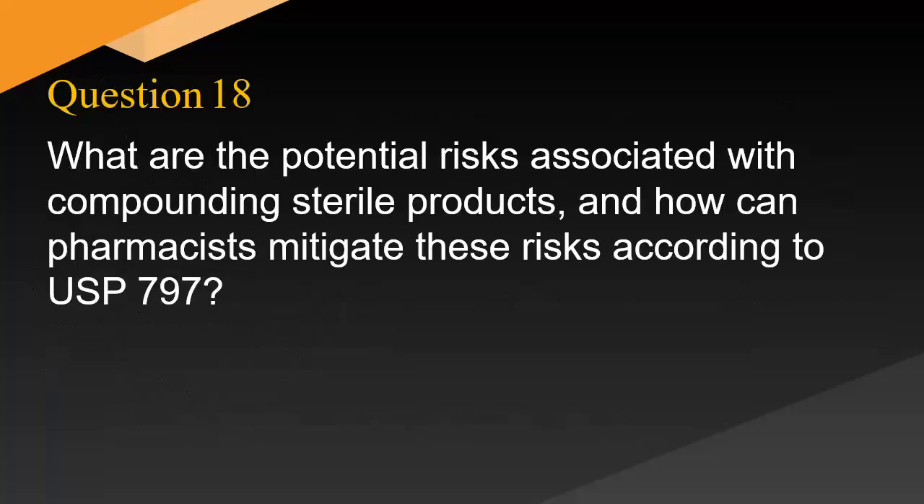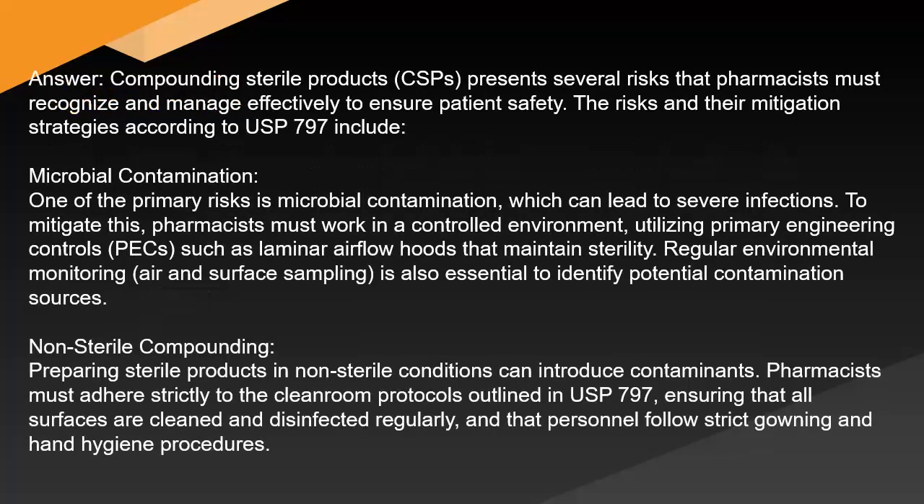What are the potential risks associated with compounding sterile products, and how can pharmacists mitigate these risks according to USP 797? Answer: Compounding sterile products (CSPs) present several risks that pharmacists must recognize and manage effectively to ensure patient safety. The risks and their mitigation strategies according to USP 797 include microbial contamination. One of the primary risks is microbial contamination, which can lead to severe infections.